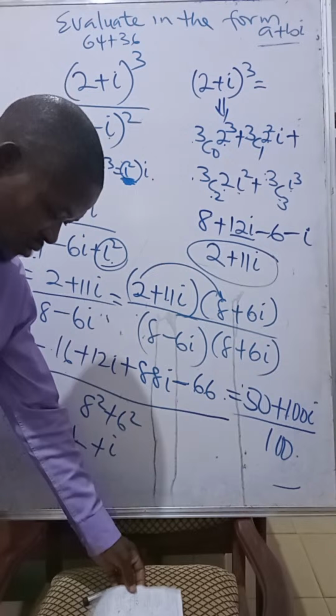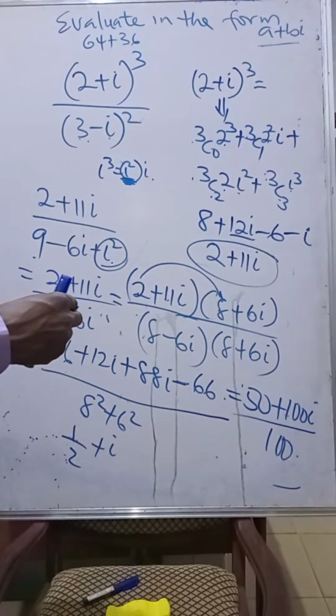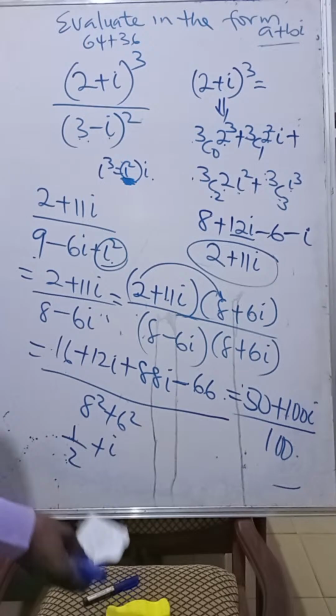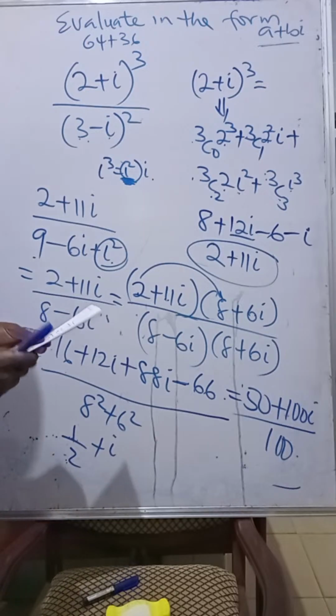Okay, let's see if we can take one more question. I think that's all we have for these quotients of a complex number. Let me check my material. Let's see another question. There are some questions there.